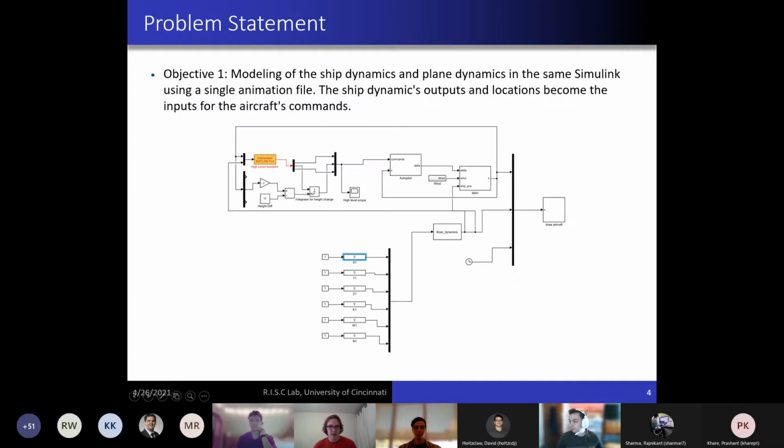Hi everyone, this is Alexi speaking. So for our first objective for solving this problem, we wanted to model the ship dynamics and plane dynamics in the same Simulink and use a single animation file. The ship's dynamics outputs and locations would then become part of the inputs that go into the commands for how the aircraft would react.